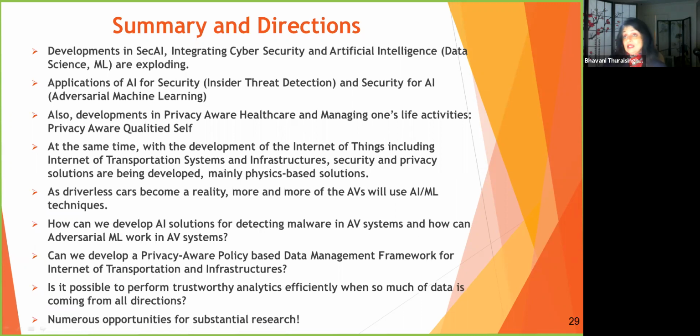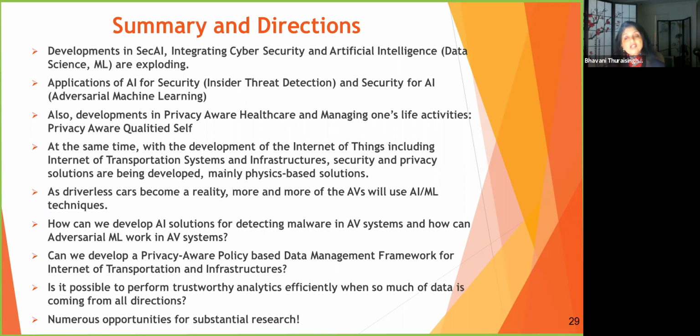And of course, AI can be used for the Internet of Transportation, not just for security, but for a number of applications, right? For coordinating all the vehicles, making sure there are no accidents, and so on. And then I talked about a privacy-aware, policy-based data management framework. What we are developing for quantified self can be applied for Internet of Transportation. So private policy-based data collection, data sharing, and so on.